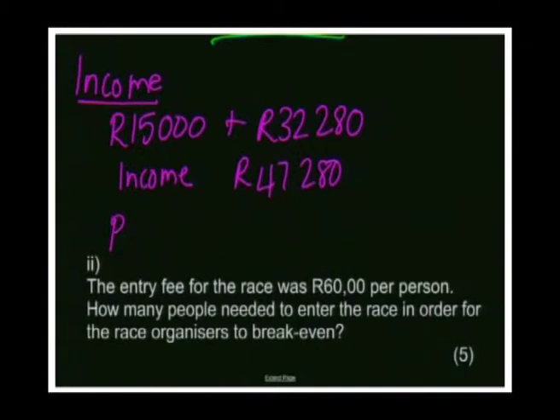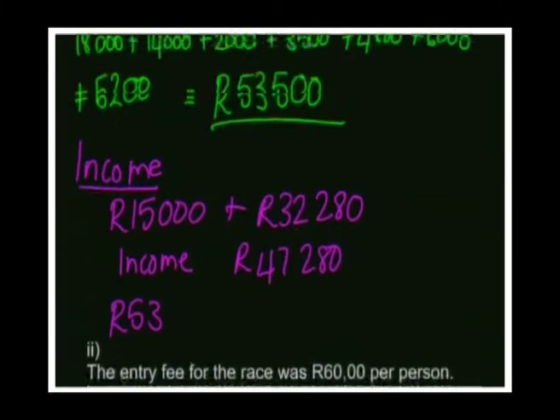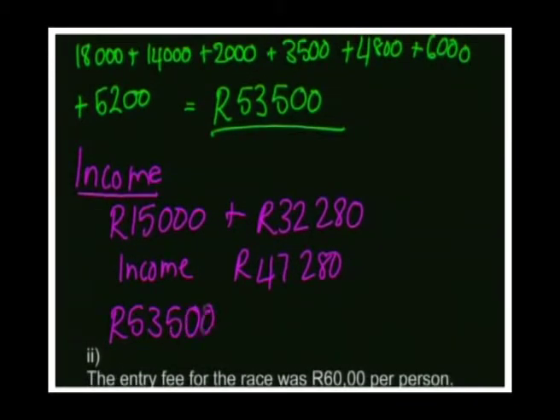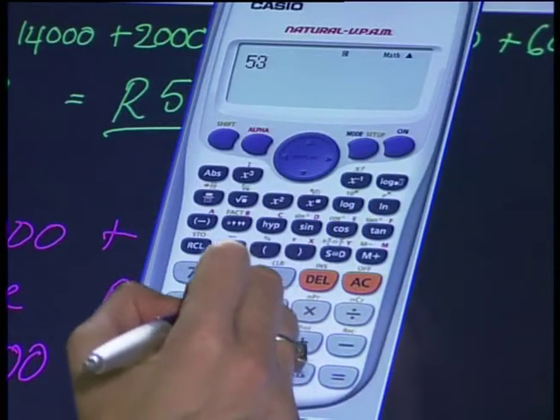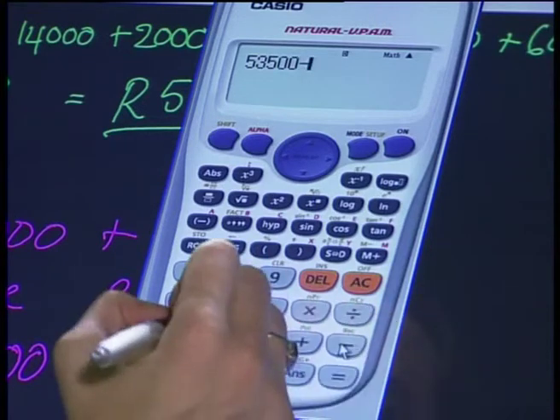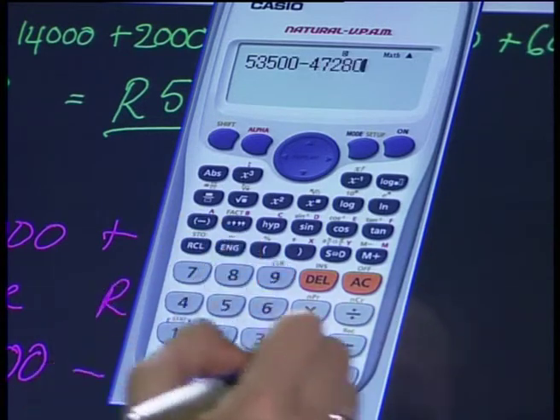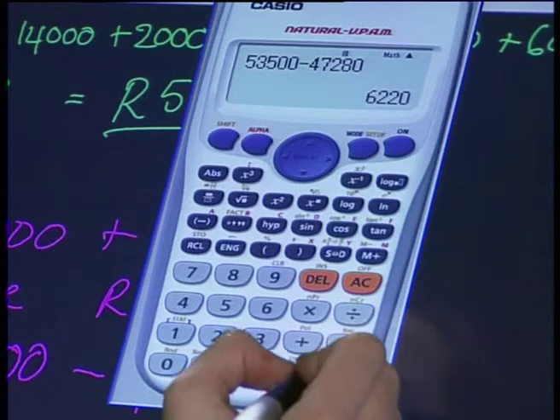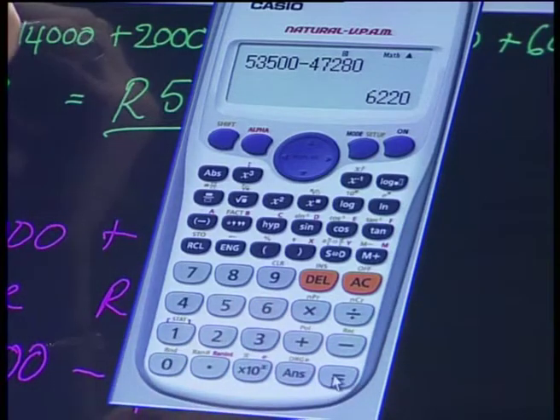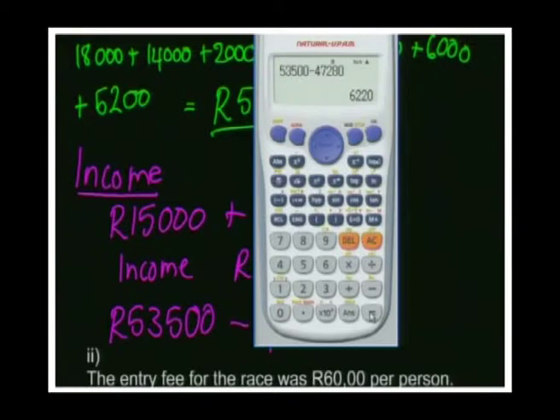So let's have a look. 53,500 minus 47,280, and our answer is 6,220. I think I've done that the wrong way around. I have taken my expenditure and minus my income. I should have done it the other way around. Let's try that again.